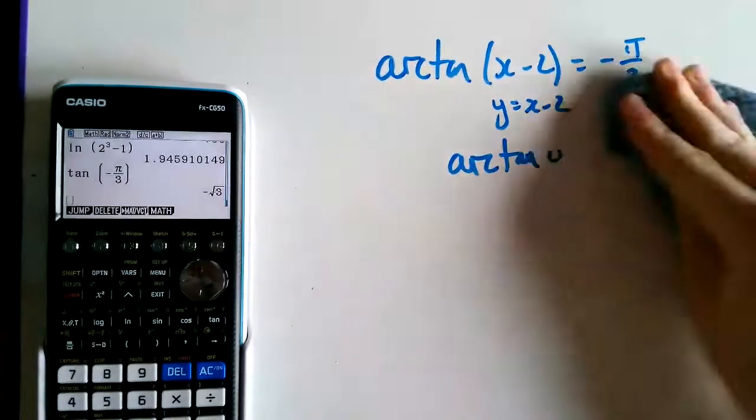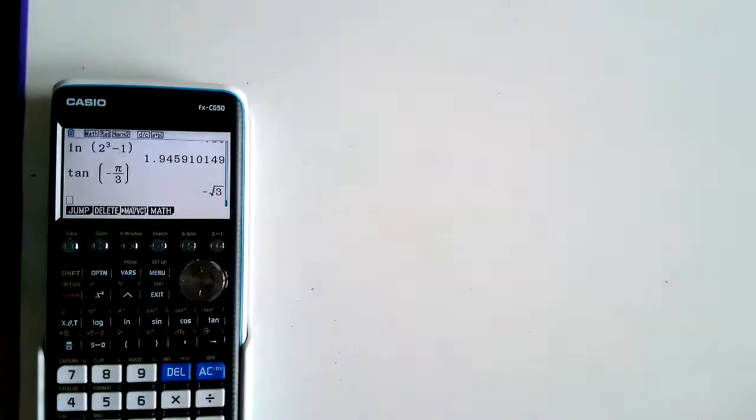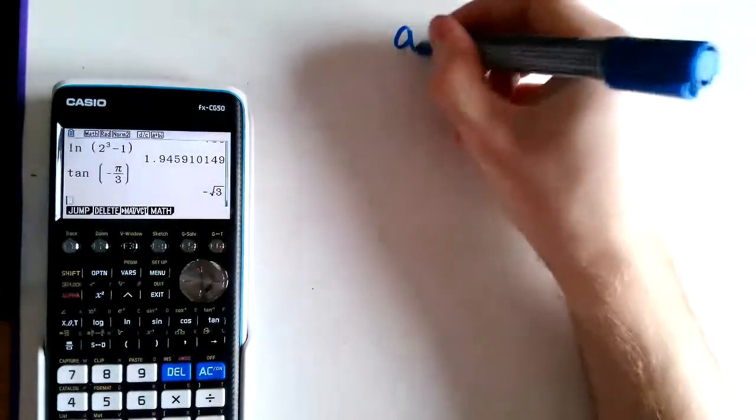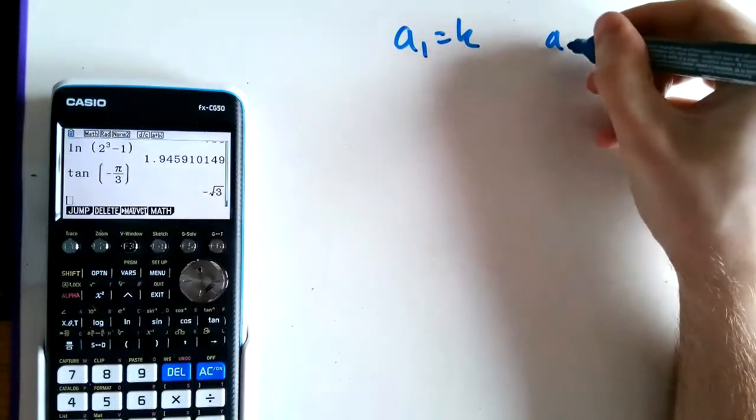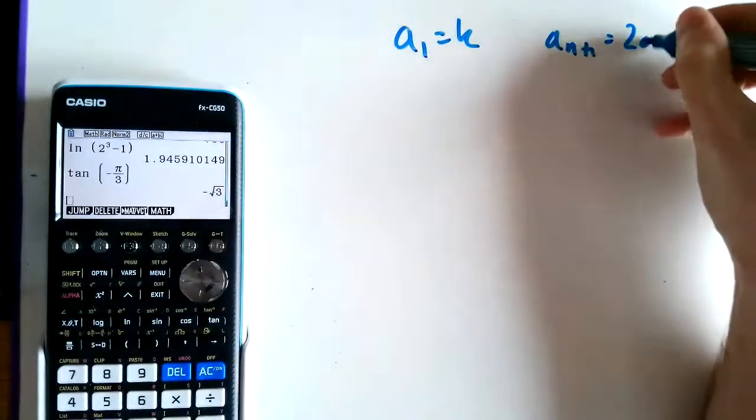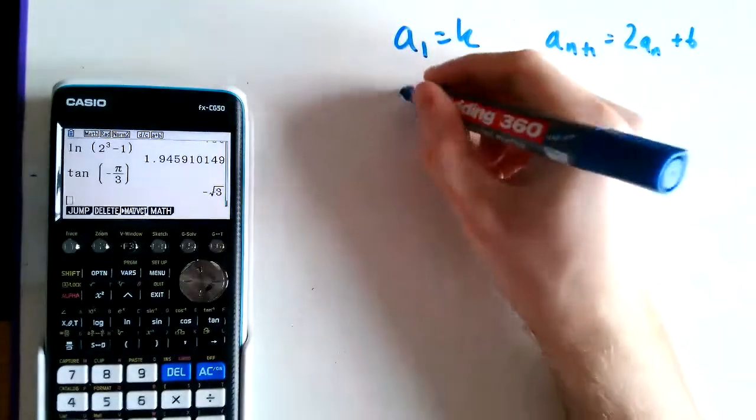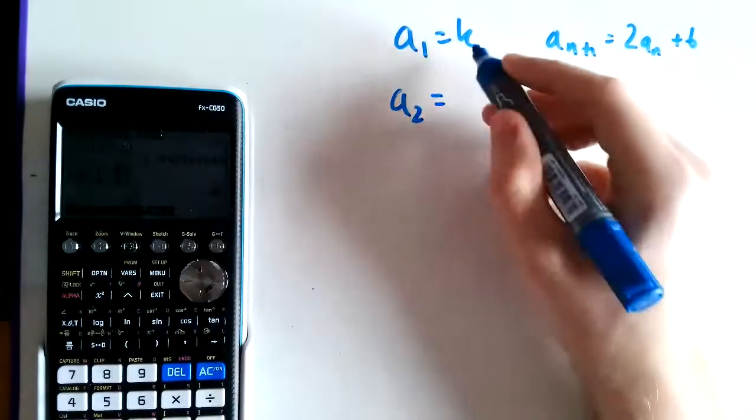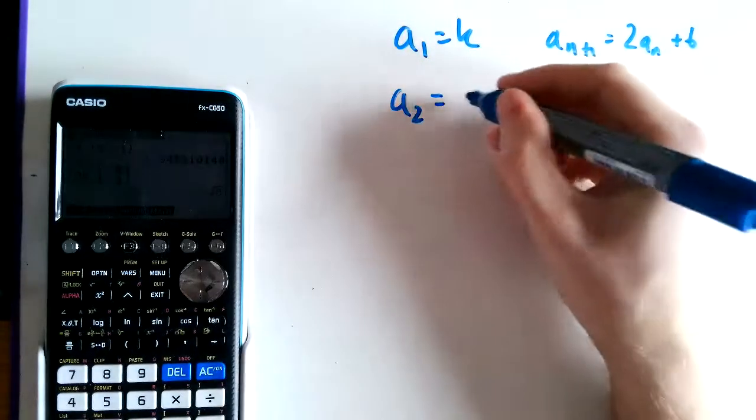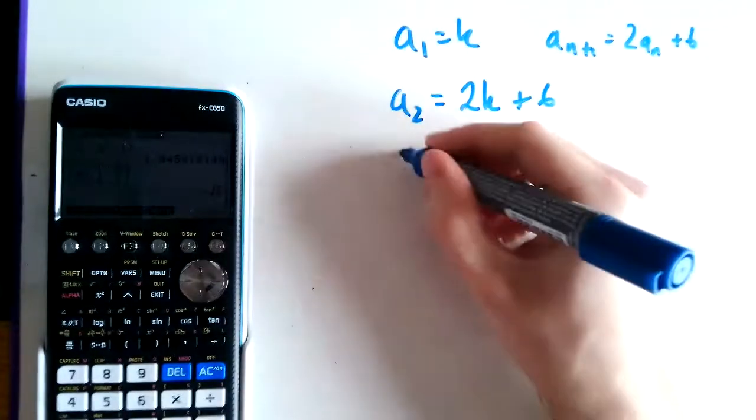Fourth one, we have an iterative sequence. So a1 equals k, and a(n+1) is 2an plus 6. So work out a2, so just sub a1 into there, so I get 2 times k plus 6.